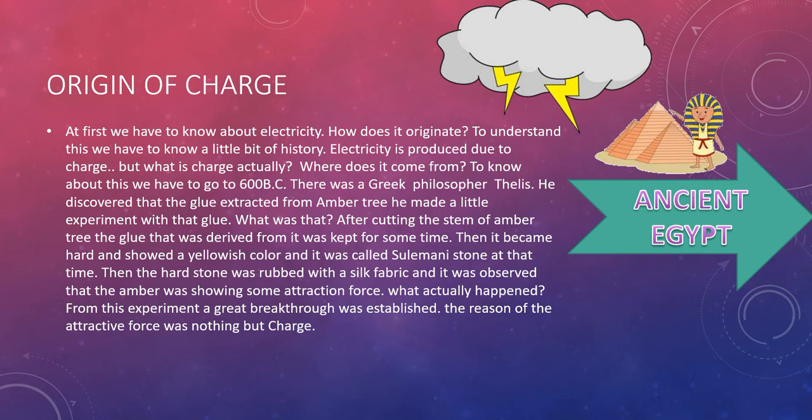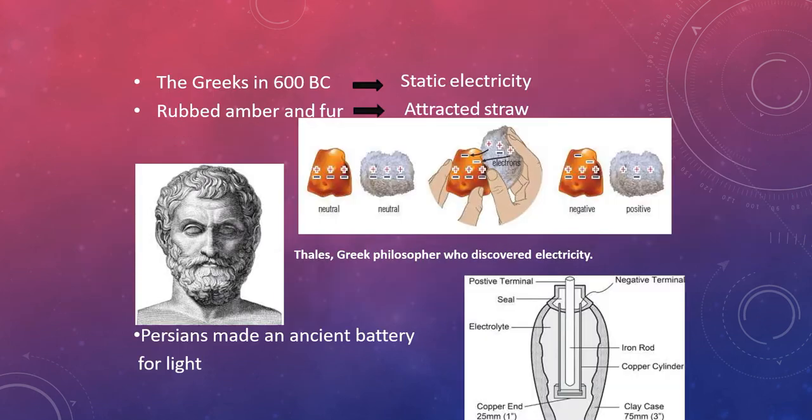After cutting the stem of the amber tree that the glue was derived from, it was kept for some time. Then it became harder and showed a yellowish color, and it was called Suleimani stone at that time. Then the hard stone was wrapped with a silk fabric, and it was observed that the amber was showing some attraction force. What actually happened there? From this experiment, a great breakthrough was established. The reason of the attractive force was nothing but charge.